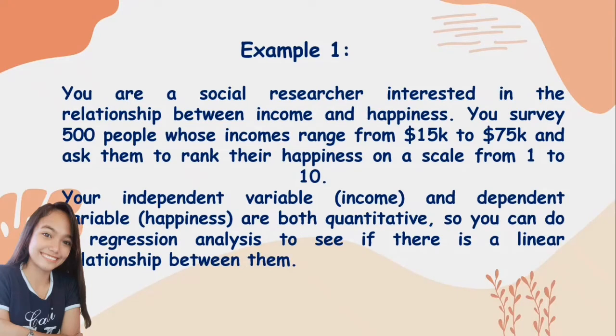So let's have example number 1. You're a social researcher interested in a relationship between income and happiness. You survey 500 people whose incomes range from 15,000 US dollars to 75,000 and ask them to rank their happiness on a scale from 1 to 10. So your independent variable will be income and dependent variable will be happiness. So they are both quantitative. So you can do a regression analysis to see if there is a linear relationship between them.